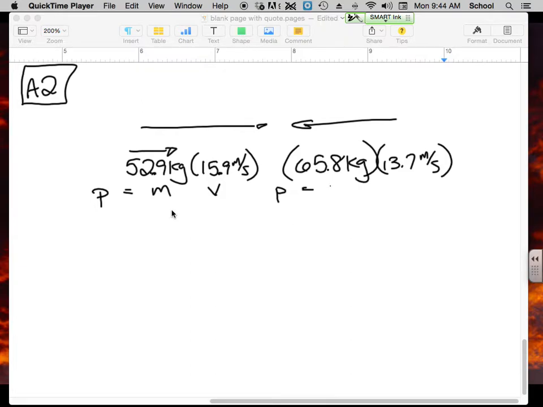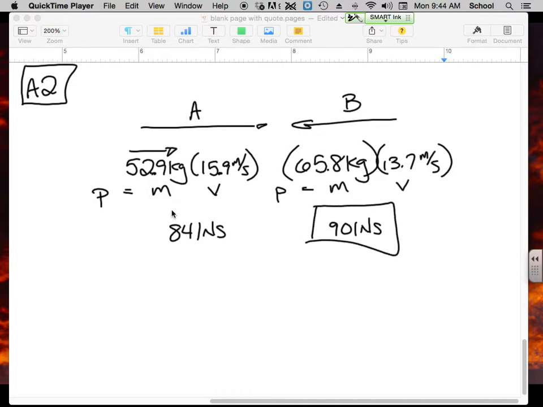So I can just multiply these out. I get 841 newton seconds over here, and then 901 newton seconds over here. So ram A was here, ram B was here. Clearly, who has the most momentum is going to be ram B.